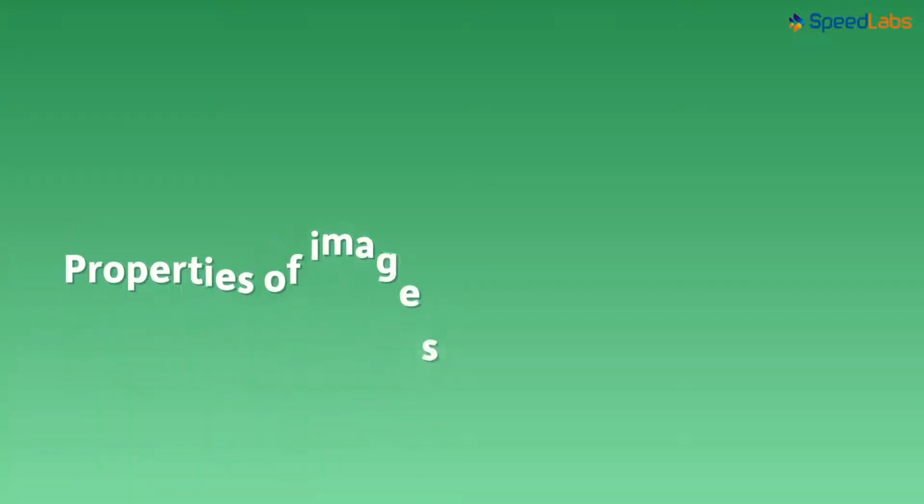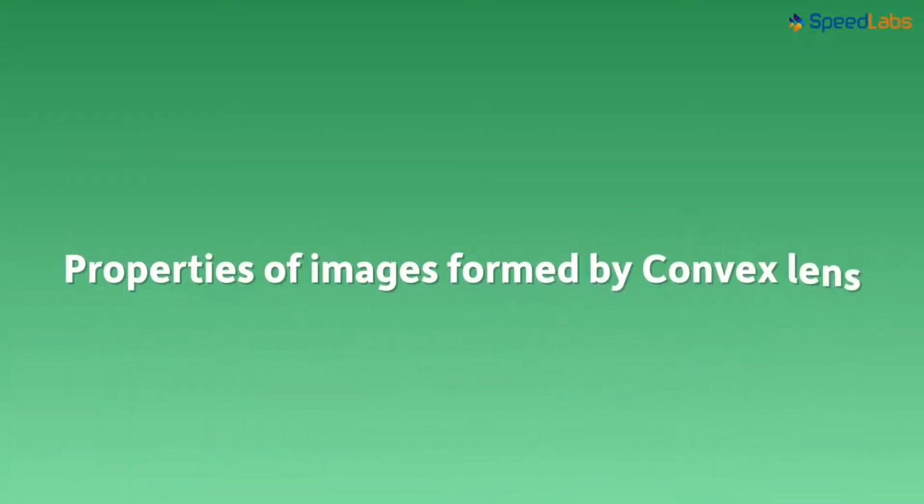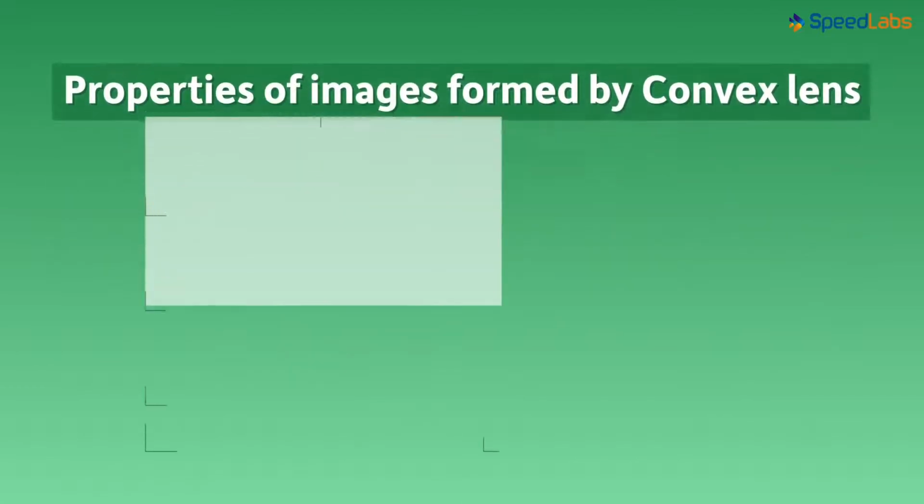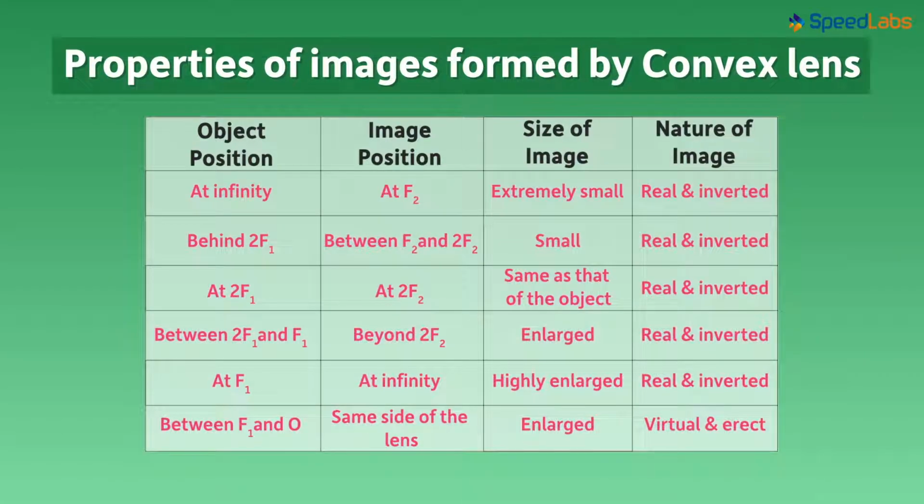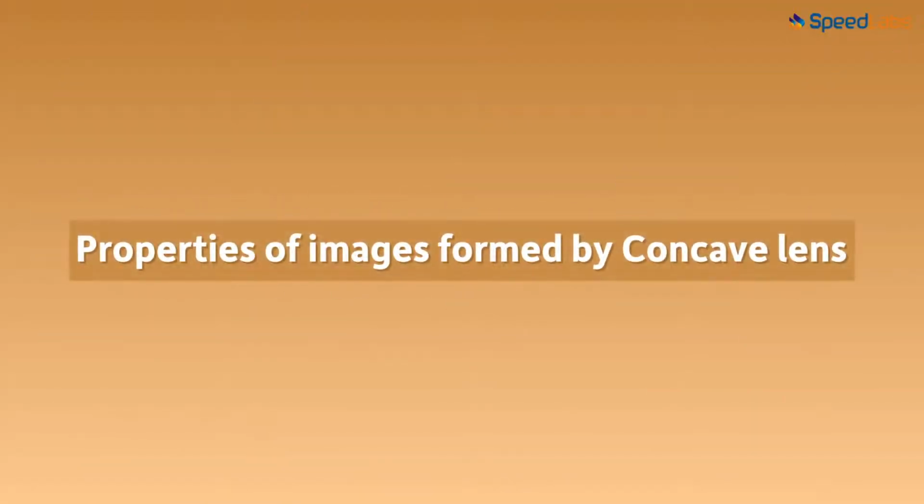In the previous video, we studied properties of an image formed by a convex lens. This is a table representing those properties. As you can clearly see from the table, as the position of the object varies, the properties of the image change. Similarly, we will study the properties of an image formed by a concave lens.